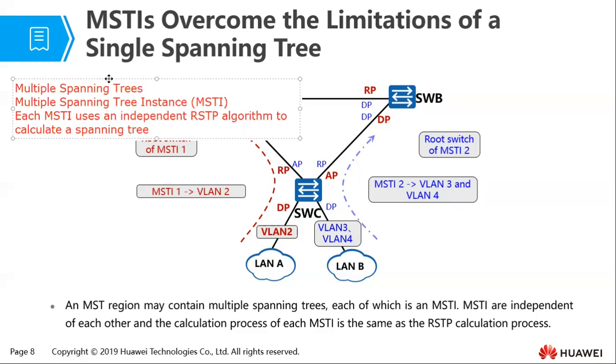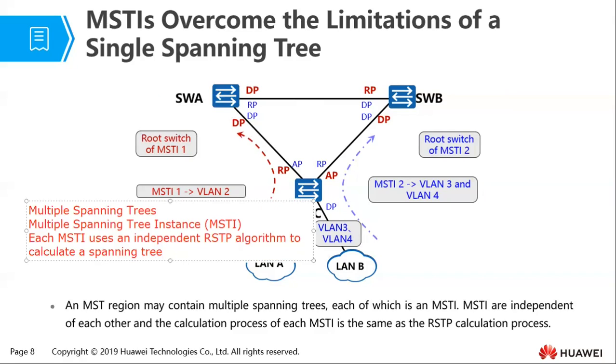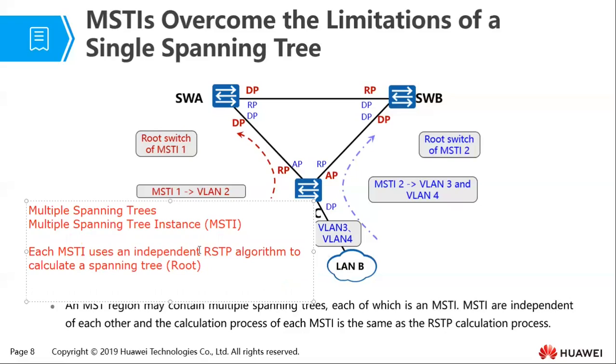So actually, as you're going to see when you do the configuration, most of the time the root for each MSTI might differ, thereby enabling the spanning trees to be actually different. So each MSTI uses an independent RSTP algorithm to calculate a spanning tree.